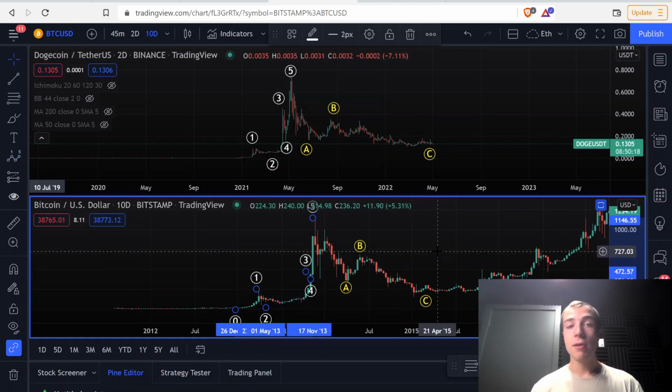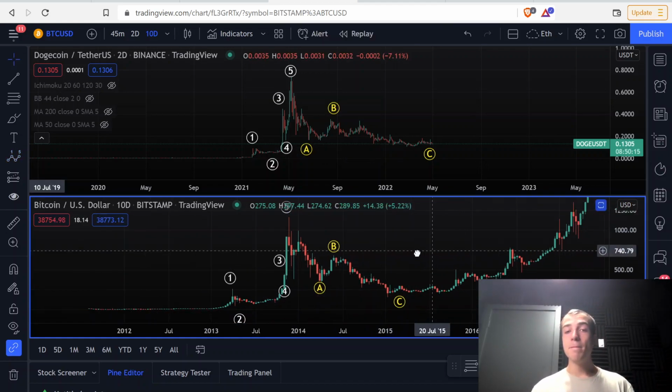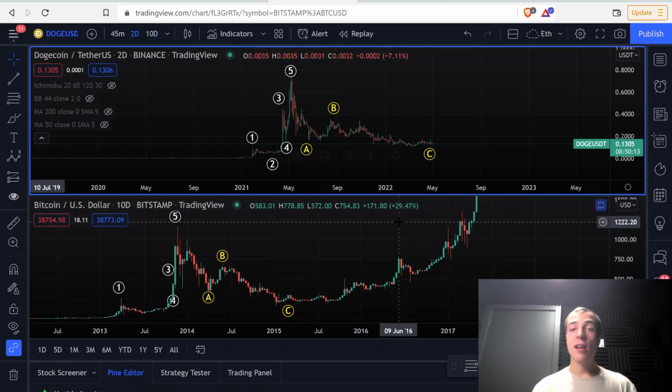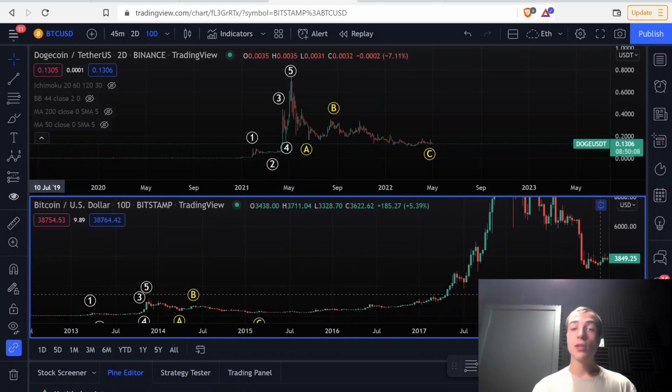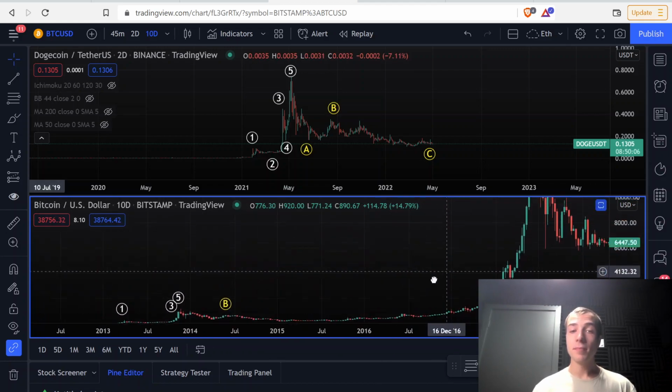So you see here with Bitcoin, we had 5 waves up in an ABC. Then it went from being worth $180 up to $20,000 as a result of that market cycle.